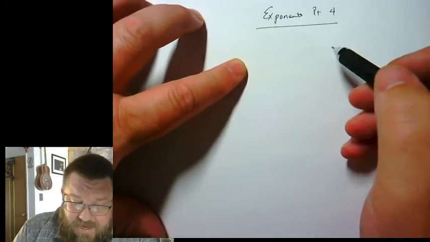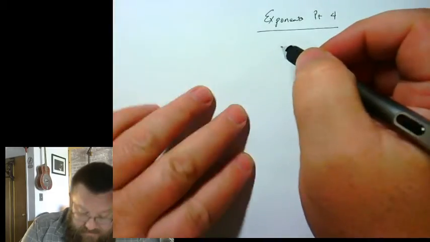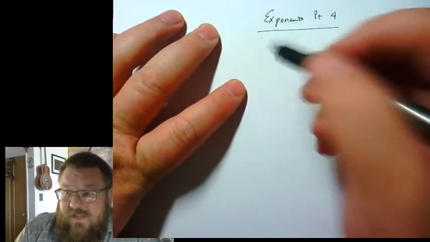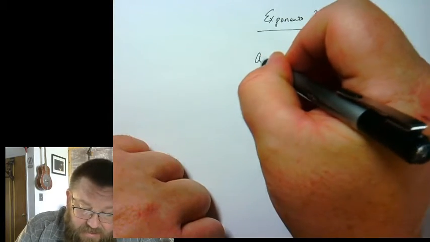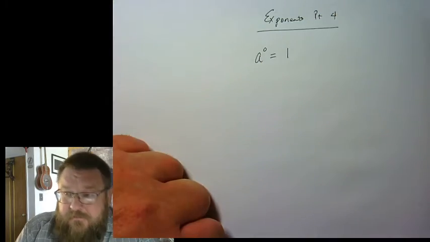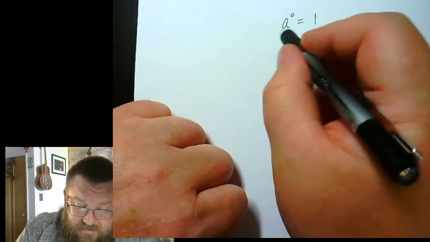Here's what we're going to be doing today. Exponents Part 4. So in Exponents Part 4, we're going to get into why negative exponents are division. And we're also going to see why anything to the power of 0 is equal to 1. All right. So now let's go ahead and dive into that.